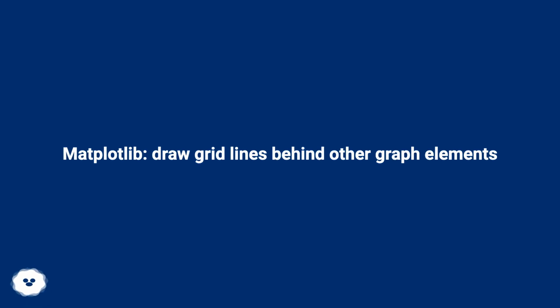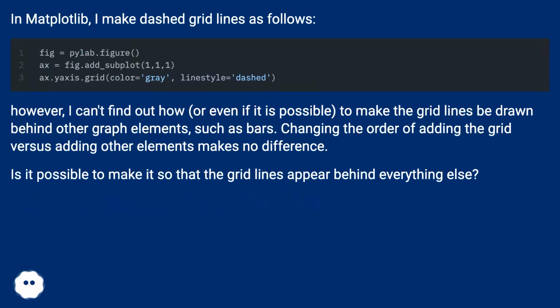Matplotlib, draw grid lines behind other graph elements. In Matplotlib, I make dashed grid lines as follows.